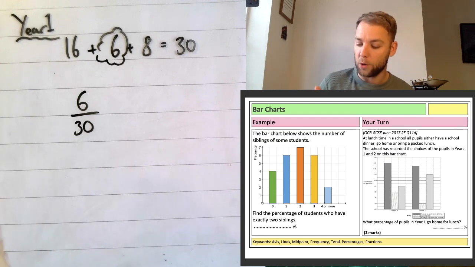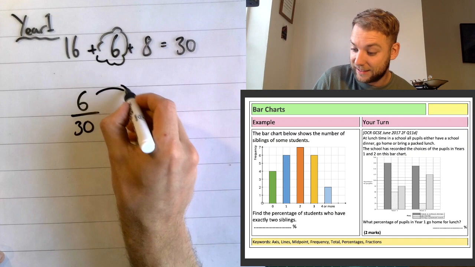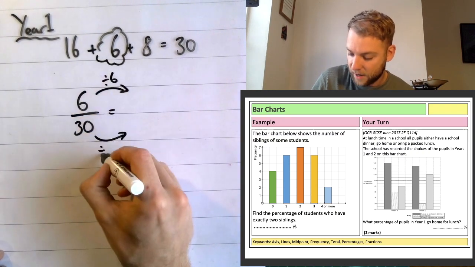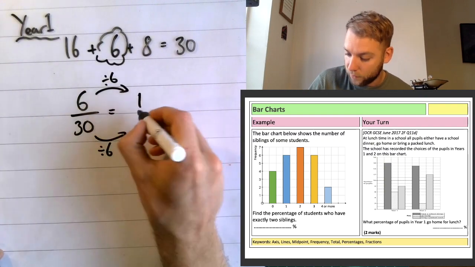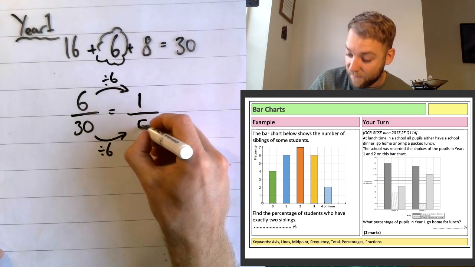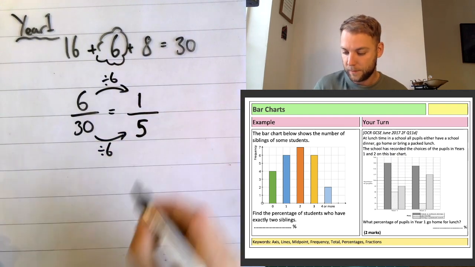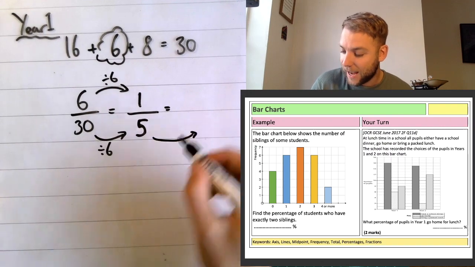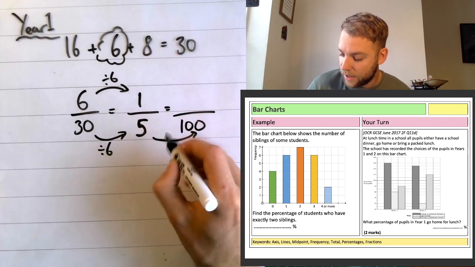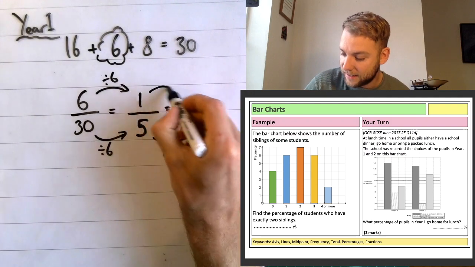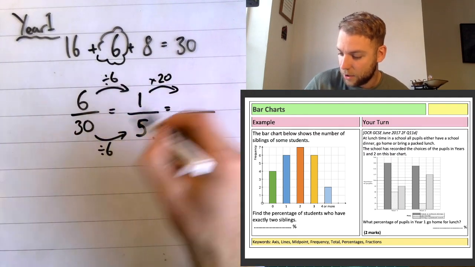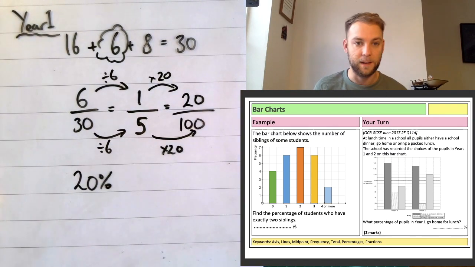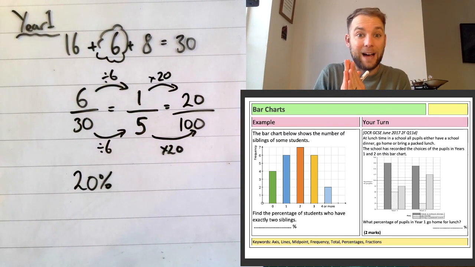So what number goes into 6 and 30? Now, 6 goes into both of these. So let's divide by 6. How many times does 6 go into 6? Once. How many times does 6 go into 30? 5 times. Brilliant. And then I need to make the denominator 100. So how many times does 5 go into 100? That's 20 times. So I need to times the top by 20 as well. 1 times by 20 is 20 over 100, which is 20%. So we need to break it down and then build it up.